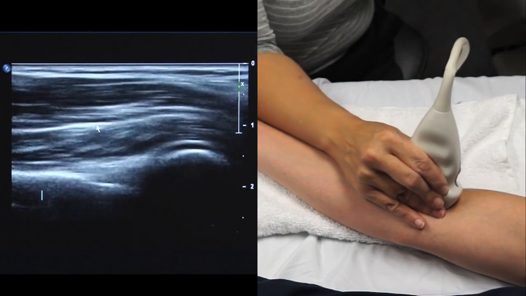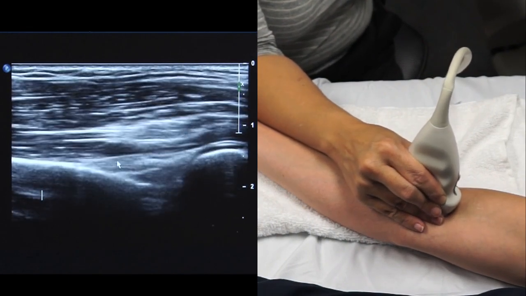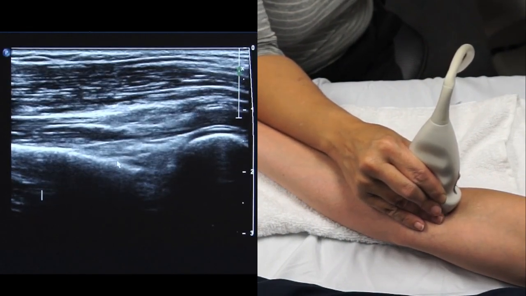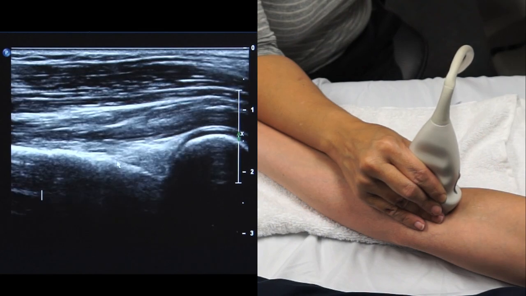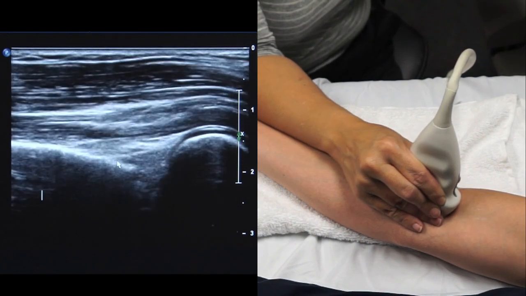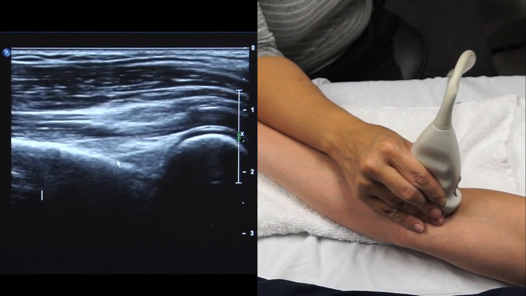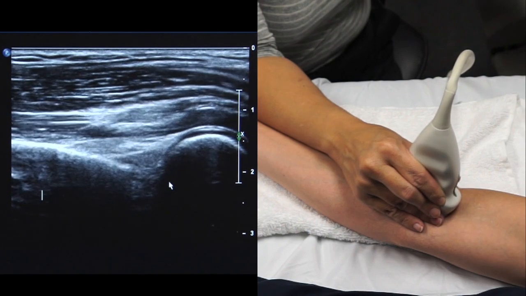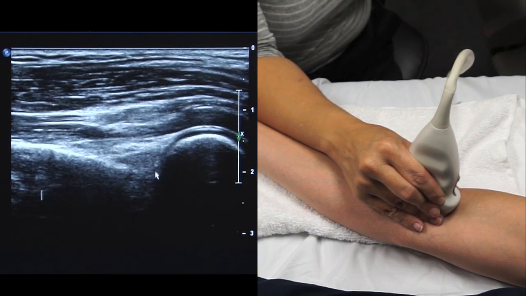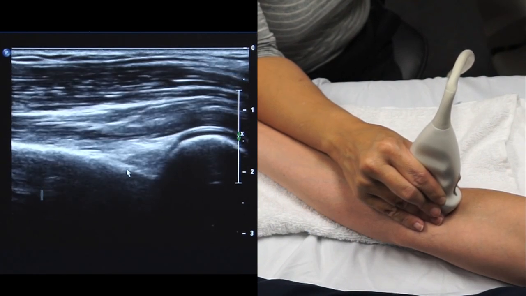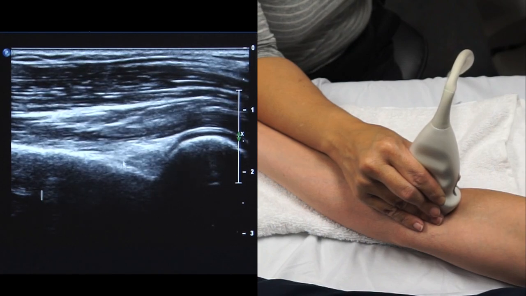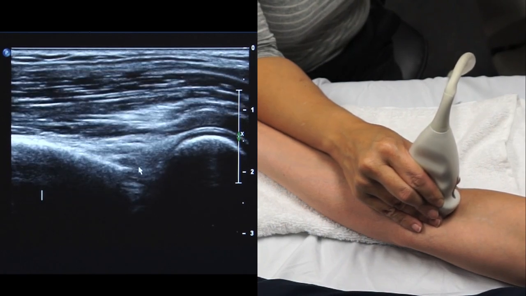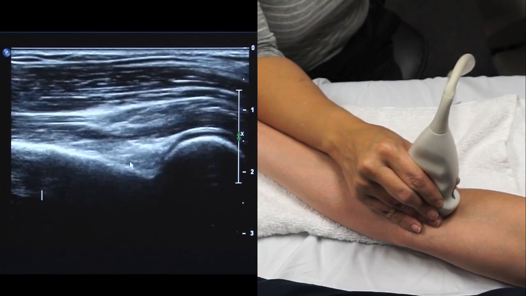We scan superiorly and change the depth. We are looking at a deeper structure. We can move the focus onto that structure. Here we can see a fossa or indentation in the distal humerus, and here we are looking at the anterior fat pad, and this is what is displaced on the radiographs when there is a joint effusion in this area.